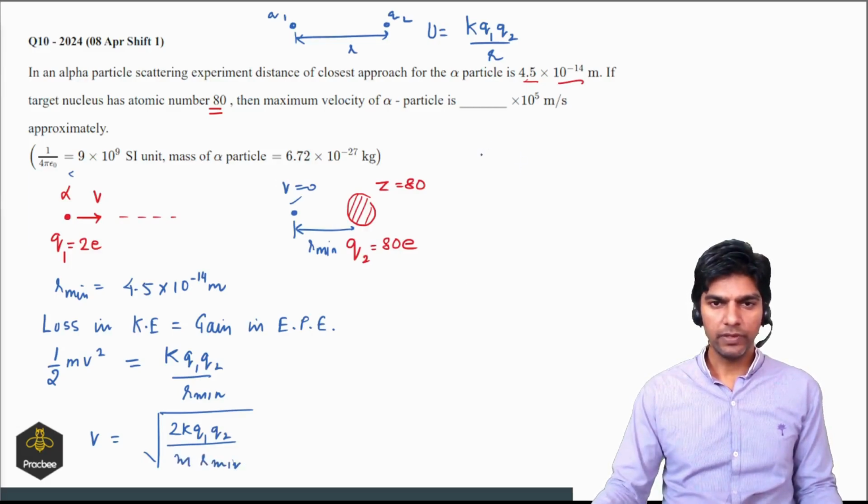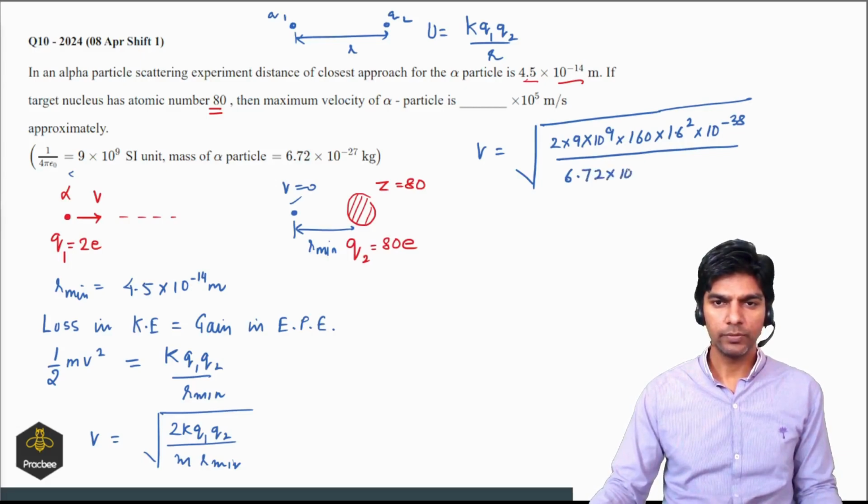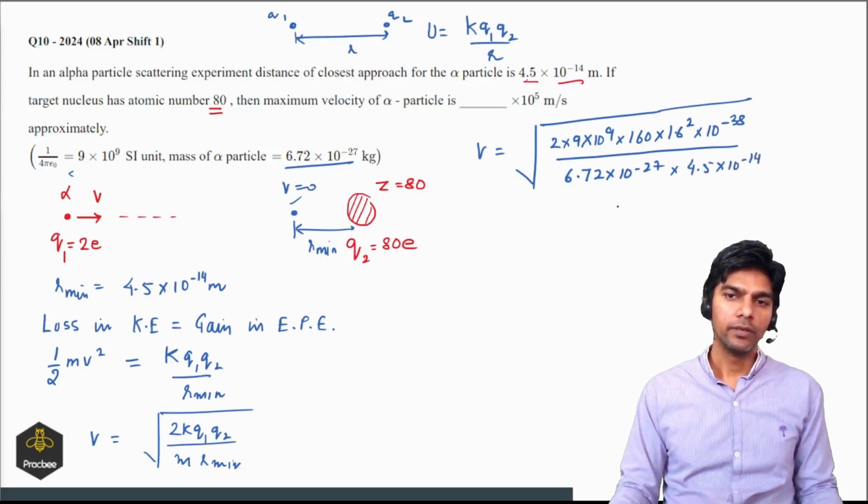Now if you substitute the values, so v equals root of 2 times 9 into 10 raised to power 9, q1 times q2 will be 160, and e square is 1.6 square times 10 raised to power minus 38, divided by mass, which is given as 6.72 into 10 raised to power minus 27, that is given in the question for the alpha particle, and the minimum distance is 4.5 into 10 raised to power minus 14, right?